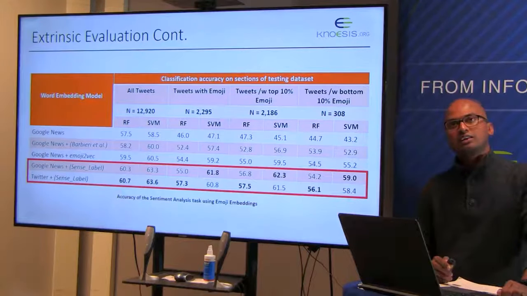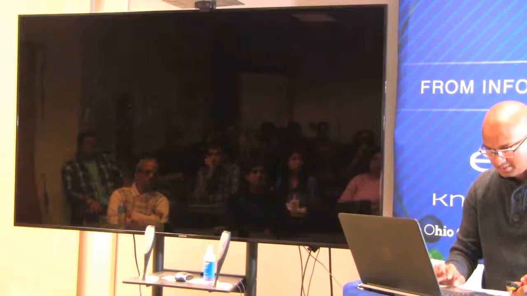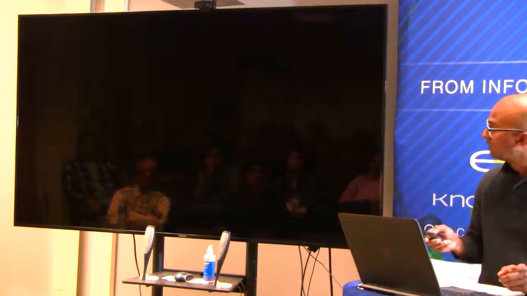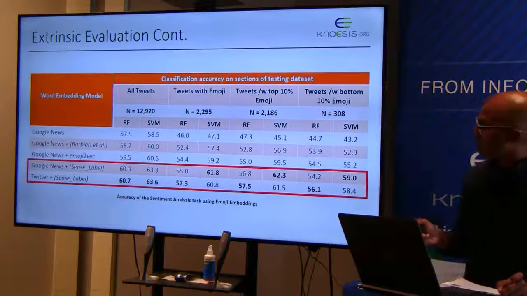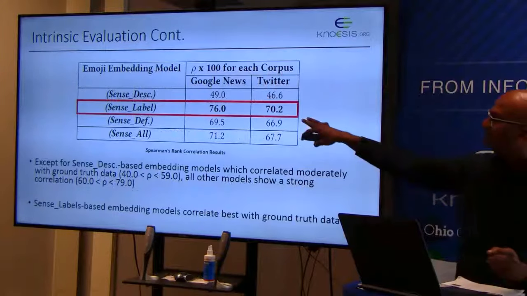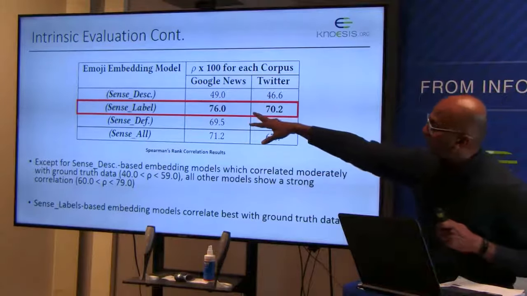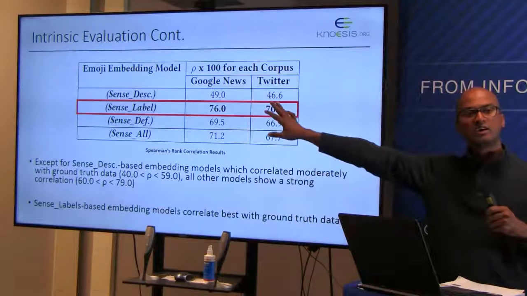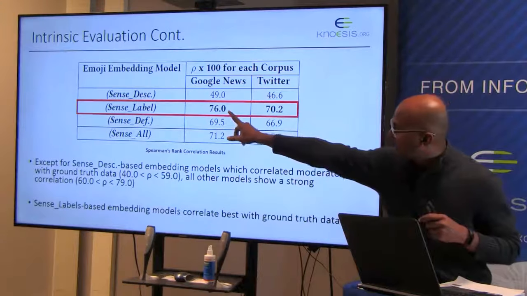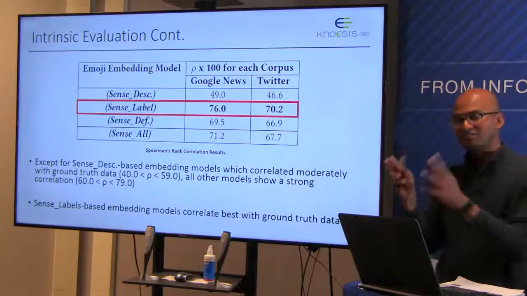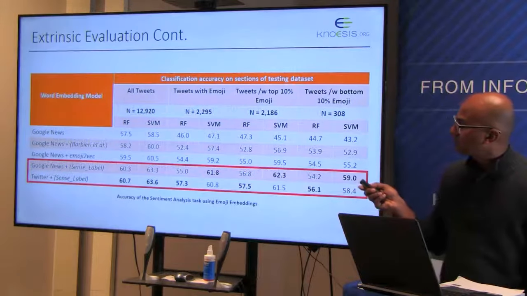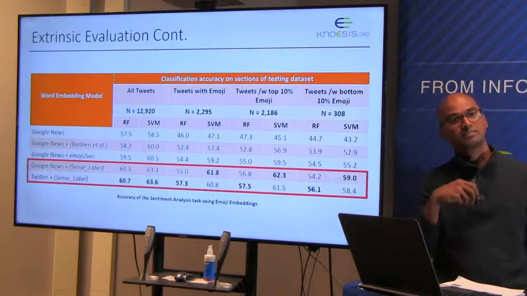Okay, so the first result that I showed you basically tells you that if you were to pick a particular emoji embedding model out of the 8 that we trained, the Google News-based emoji embeddings that we learned with the help of sense labels is the best one to pick, because that is the one that best aligns with human judgment. That's fine, right? Then how good it is from the perspective of actually using this for an application.